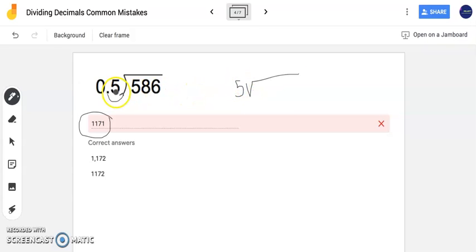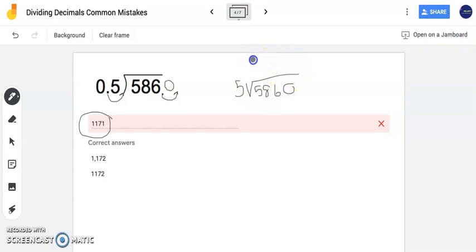But if I change my divisor, I need to also change my dividend. So I'm multiplying by 10 as well here. Notice there's no decimal point, so every whole number has a decimal point at the end. I'm multiplying my dividend by 10 as well, leaving me with 5,860. Now I'm ready to divide. Notice I'm multiplying both parts of my question before I divide.